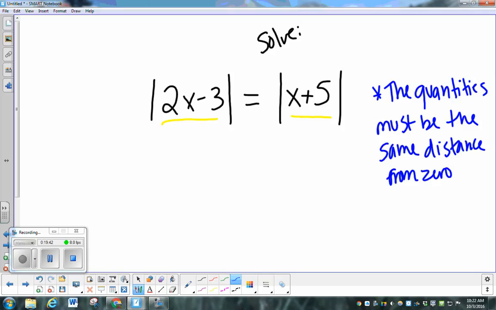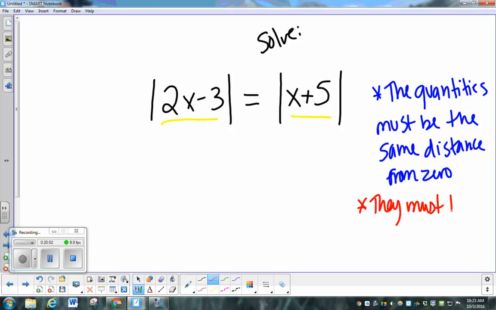So let's just pretend that one of them, the 2x minus 3, equaled 7. That's 7 units from 0, right? So what could this one be? What else is 7 units from 0? There are 2 things. 7 or negative 7.